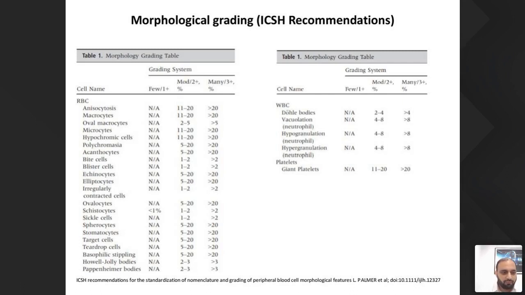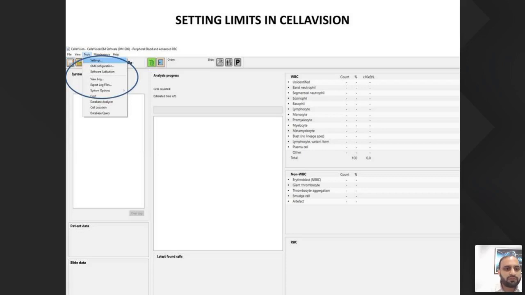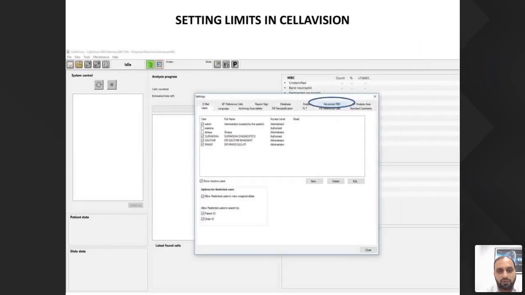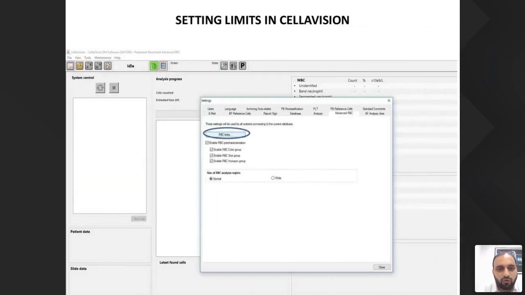Now, in my lab I use these recommendations, and I have put them into CellaVision. How I have done it, I'll just go through a few slides. So I go into the settings tab. The technical part has been covered in the past three sessions, so I'll run through this. We go into the settings tab, then the advanced RBC tab, and then the RBC limits.